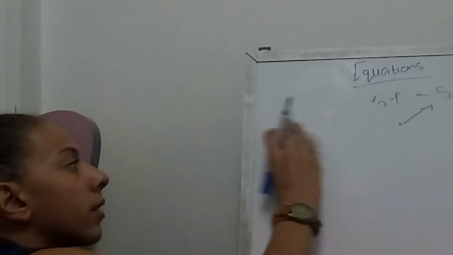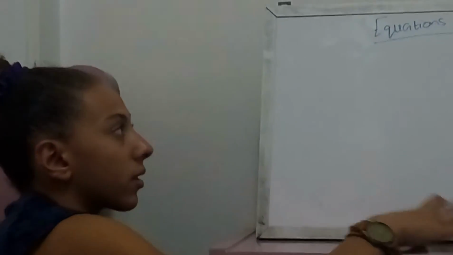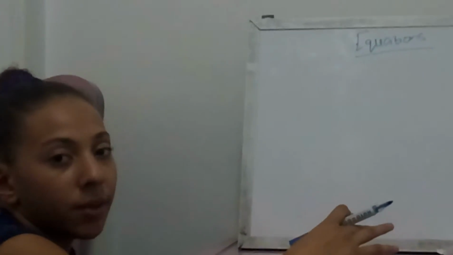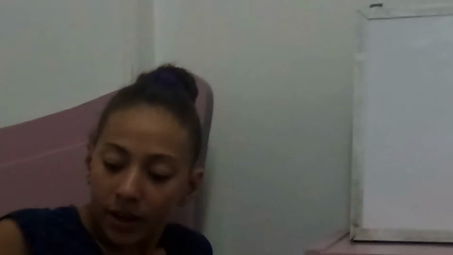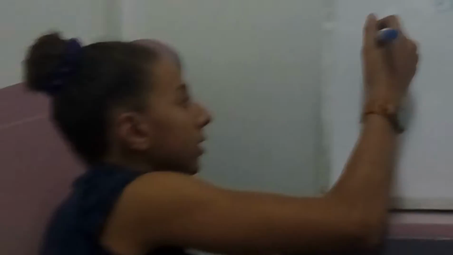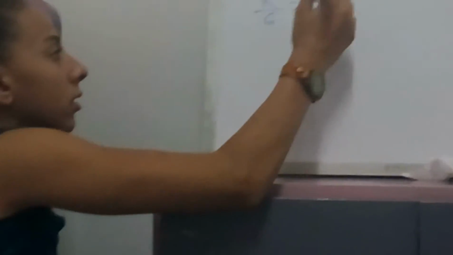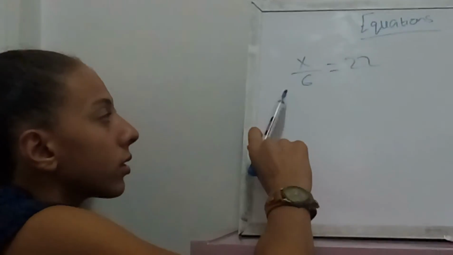Let's take the equation of multiplying and dividing so quickly. Okay? It's the same thing, but instead of adding and subtracting, we'll take multiplying and dividing. So let's have some examples. We take x over 6 equals 22. Okay? So how do we solve this?